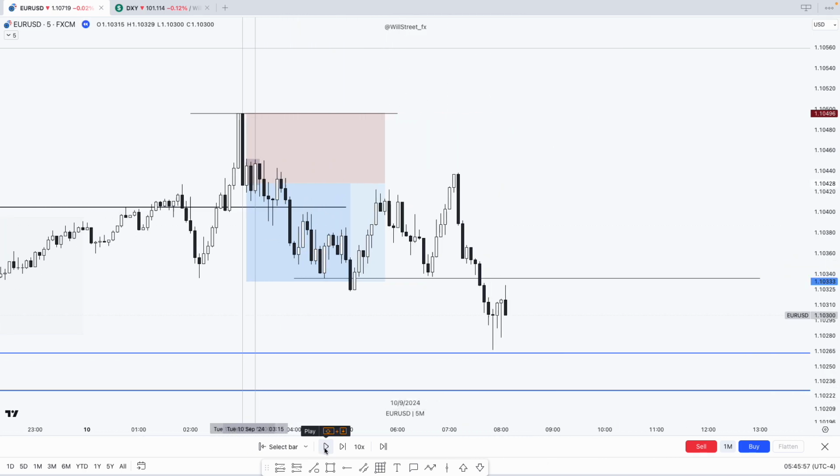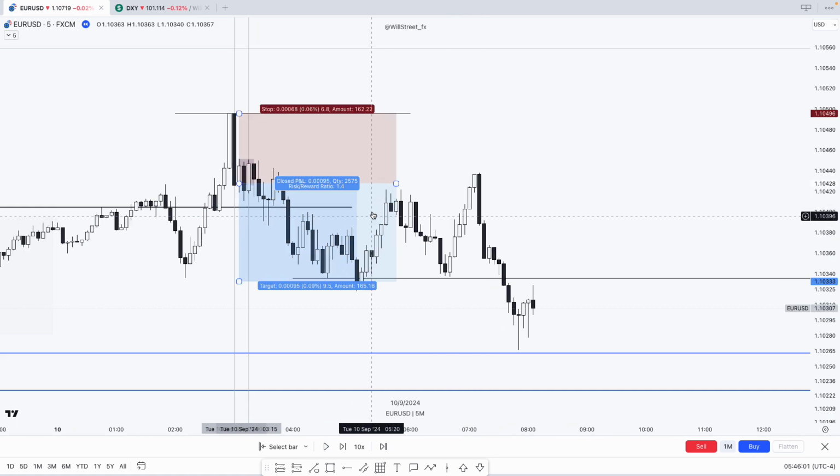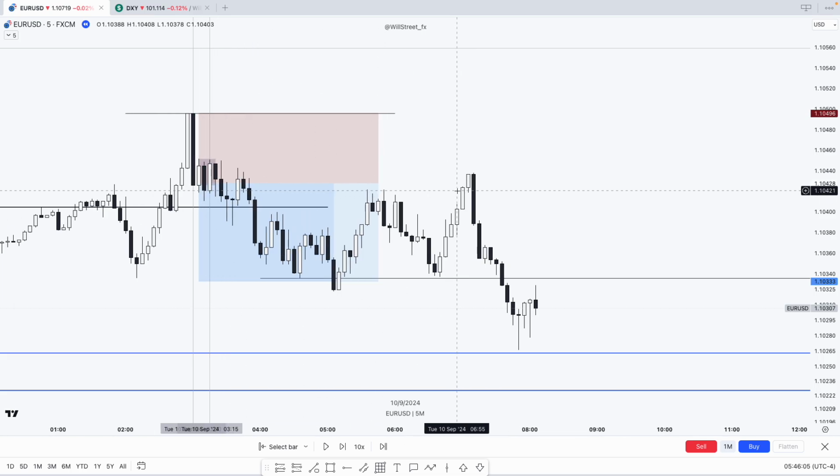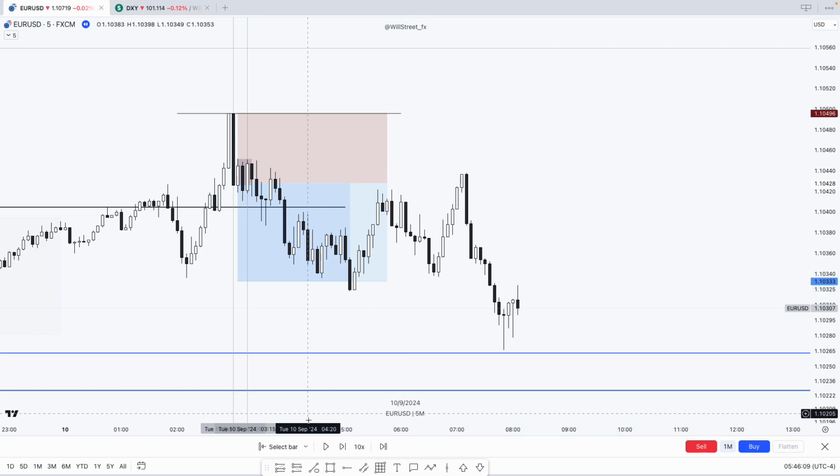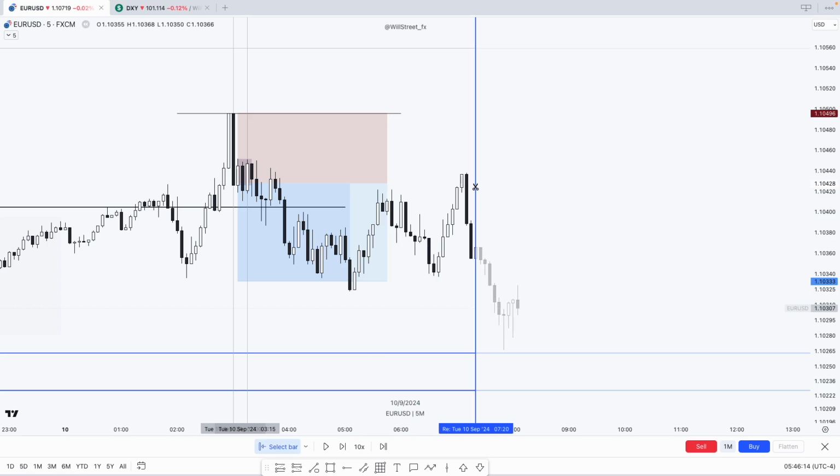And you see here, I took this short here. Okay, this is just going back to our exit entry point. So let's see what happened here. This is the second short of the day.